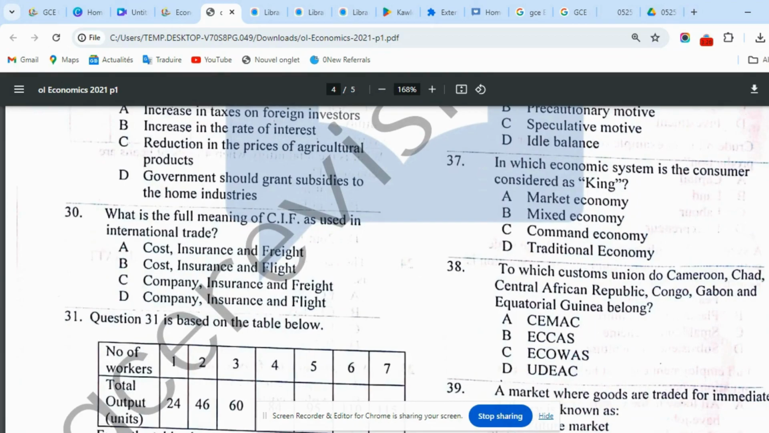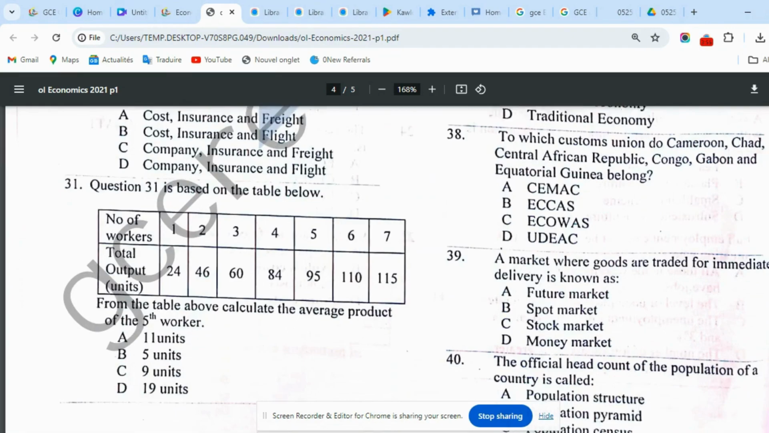Now the next one says, what is the full meaning of CIF as used in international trade? What is the full meaning of CIF? They're giving us four answers. Let me give you a few seconds to tell what the answer can be. The correct answer is A. CIF stands for cost, insurance, and freight. Now let's go to 31.